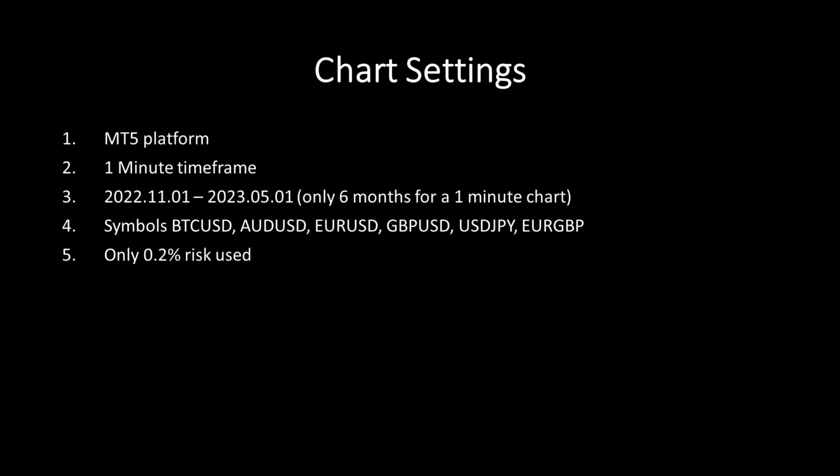I normally run these tests for a 2-year period, but given this is a 1 minute chart, I've shortened that, and I'm only running over 6 months from the 1st of November 2022 to the 1st of May 2023. I'm using 6 symbols: Bitcoin USD, Australian dollar USD, Euro USD, Pound USD, Dollar Yen, and Euro Pound.